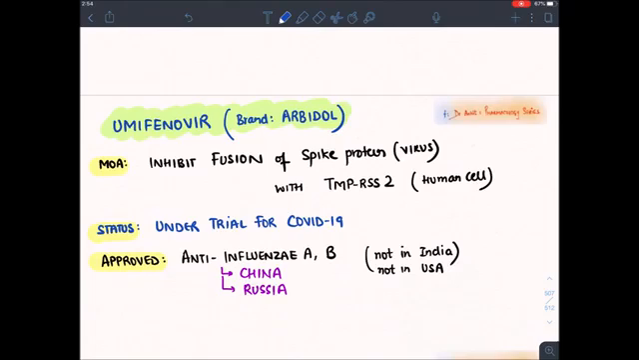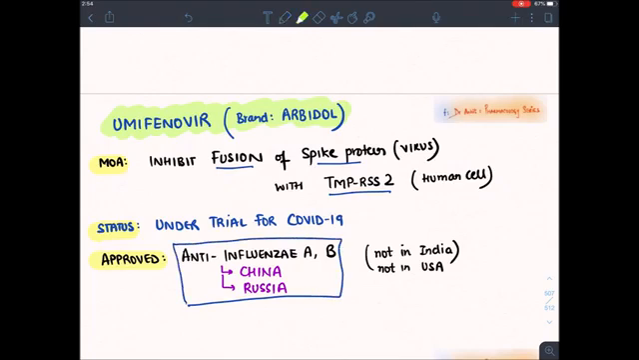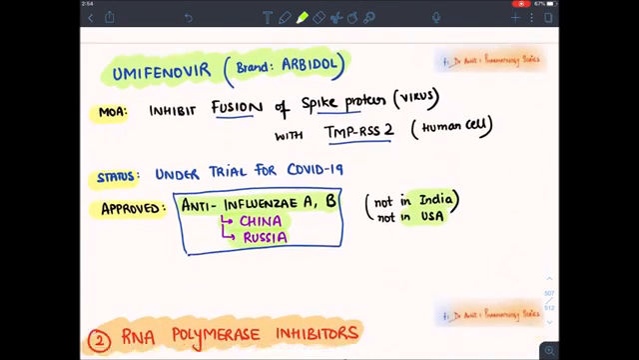Okay. Now the next drug is umifenovir. The brand name is Arbidol. Now this drug inhibits the fusion of the viral spike protein with the human TMPRSS2 receptor. It is under clinical trial for COVID-19. It has been approved in China and Russia and it's a very famous drug for influenza virus, seasonal influenza virus, but in India and America no role has been found. So it is under trial for COVID-19.